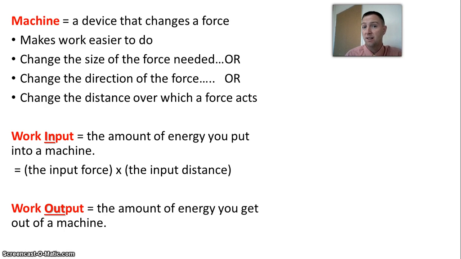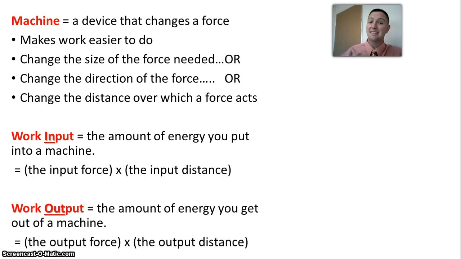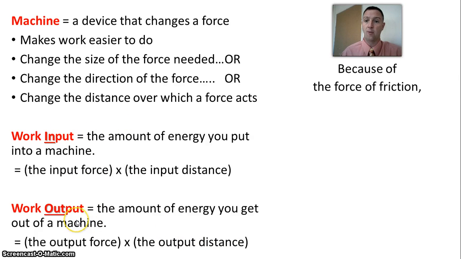Now, the work output is the work done by the machine. It's the work that comes out. So notice it's the work put out from the machine. It's the amount of energy you get out of that machine, right? Same formula, work equals force times distance. It's just a specific type of work. So it's the force coming out of the machine on whatever the job is, and it's the distance that force is exerted on the job or through the job. So I apply some sort of force over a distance into the machine, and the machine is going to do the job for me. It's going to exert a different force over a different distance. So my work in and my work out.